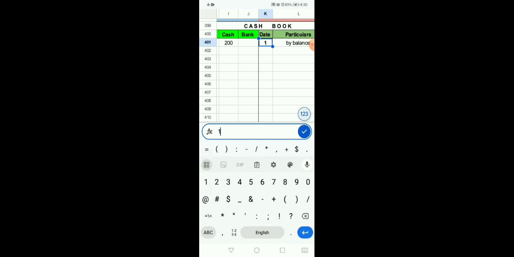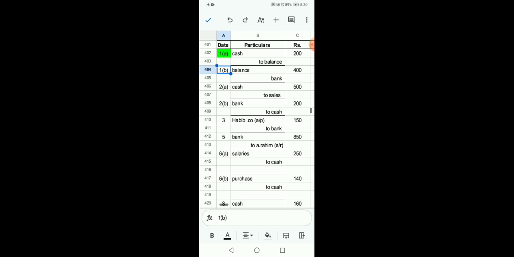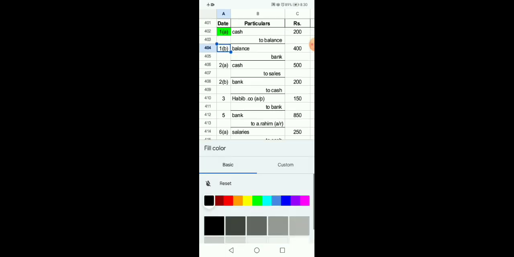Now it's time to see the date. What is the date? 1B. So you are going to write 1B in the date column. In this way, entry number 1B, there was only one element to be posted. We have posted it. It means 1B is completed. Mark it as it has been done.